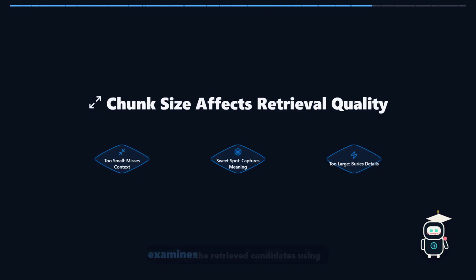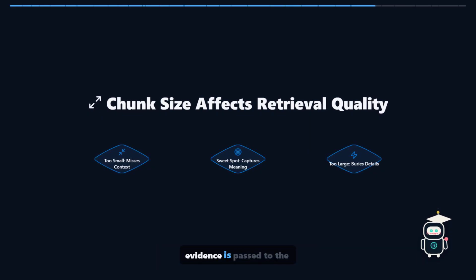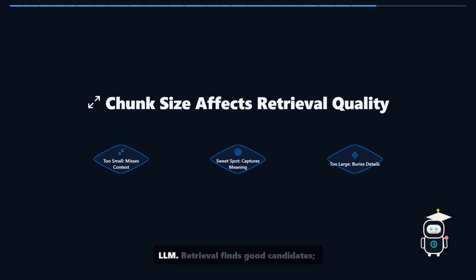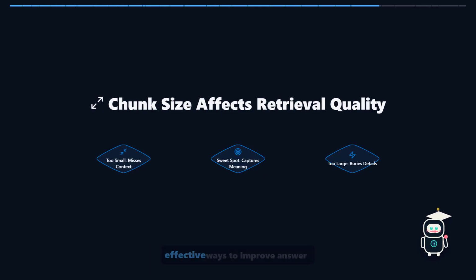A re-ranker examines the retrieved candidates using a more sophisticated model and reorders them by relevance, ensuring that only the strongest supporting evidence is passed to the LLM. Retrieval finds good candidates. Re-ranking helps identify the best ones. Together, chunking and re-ranking are two of the most effective ways to improve answer quality without changing the language model itself.